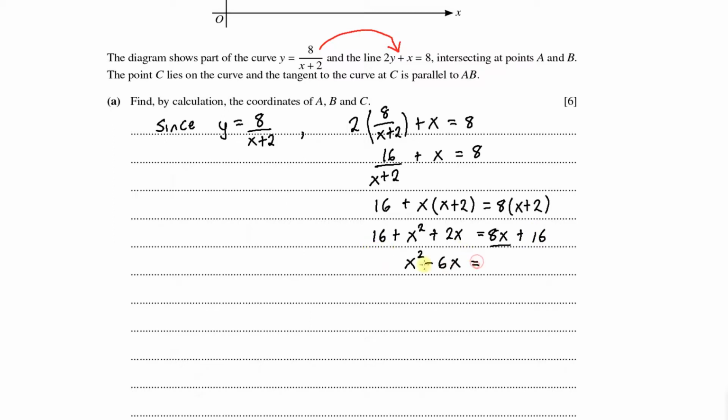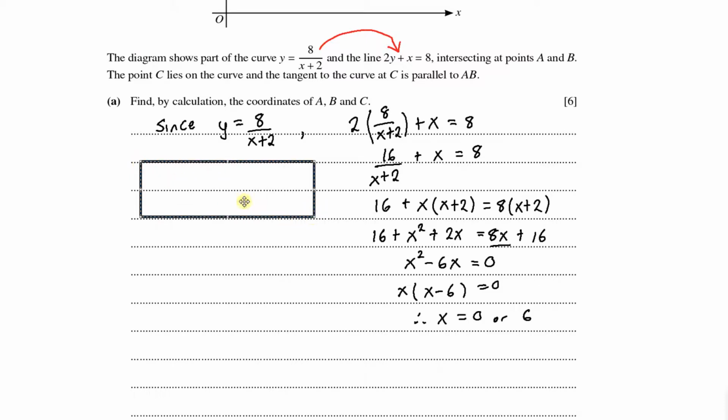So we're only left with x squared minus 6x is equal to 0, which is x of x minus 6 is equal to 0. And therefore, these two factors equated to 0 will give me x being equal to 0 or x being equal to 6. So I'm going to make use of this information to also get the y values.